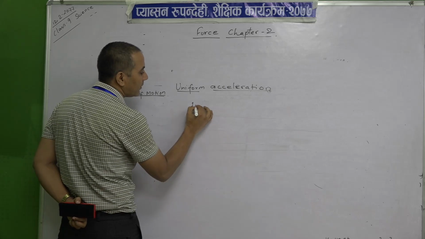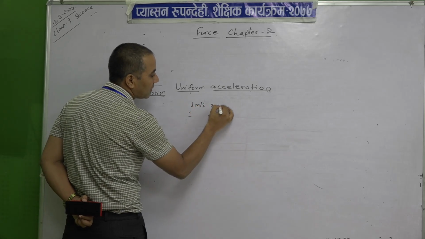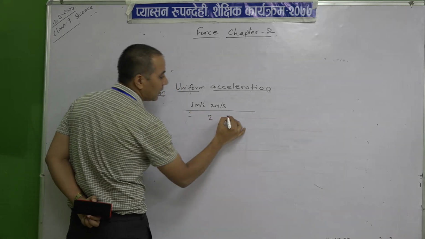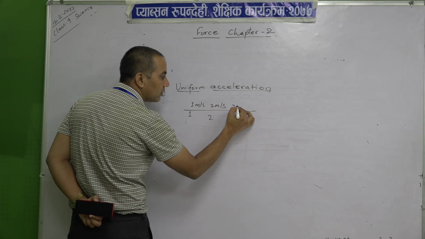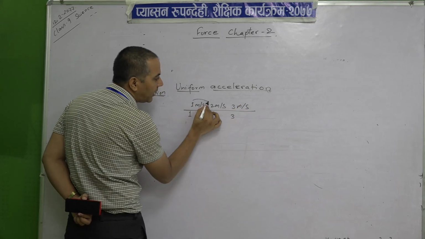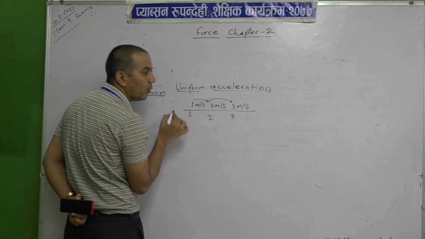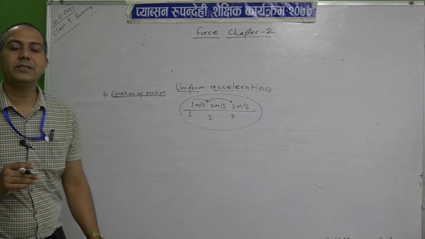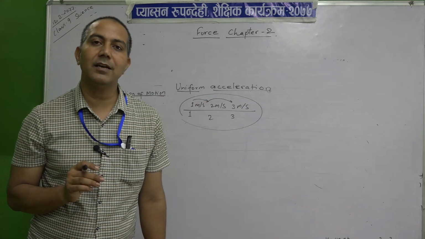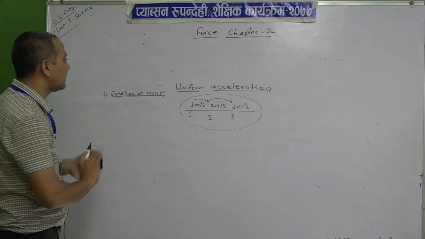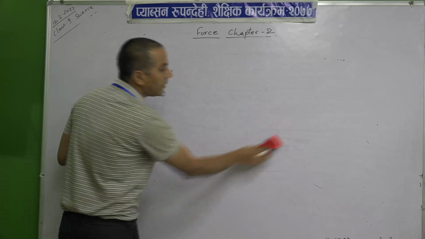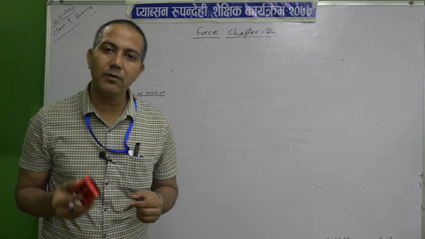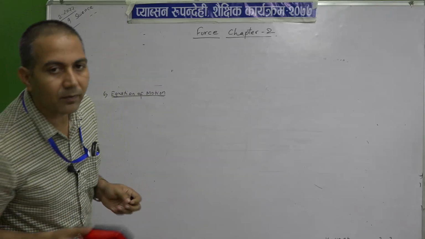Equally increasing with equal time, that is called uniform acceleration. Suppose 1 second, 1 meter per second; 2 seconds, 2 meters per second. It is just an example, you should remember. So the third second, it is increased to 3, so it is uniformly increasing by 1 meter per second. In these types of accelerations, we say that is uniform acceleration. So how do we define uniform acceleration? It is the equal increase in velocity in equal intervals of time.